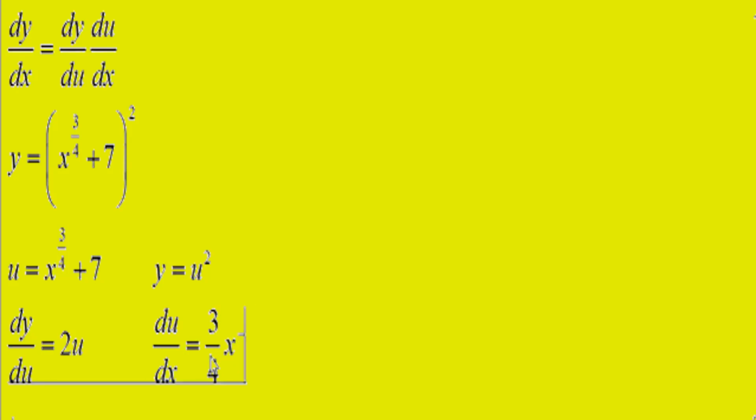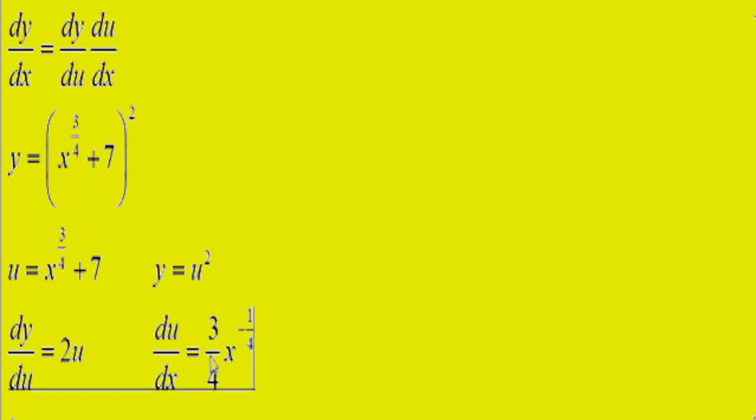And then we find our dy/du. The derivative of y with respect to u is just going to be 2u. The derivative of u with respect to x is the derivative of this with respect to x, which is going to be 3/4 x to the 3/4 minus 4/4, that's negative 1/4, and then the 7 goes away. So now we take these two, multiply them together, and that gives us our derivative.